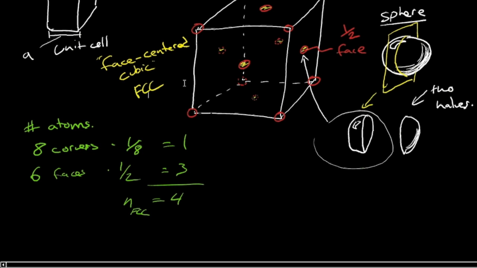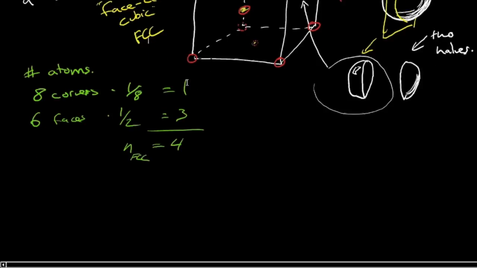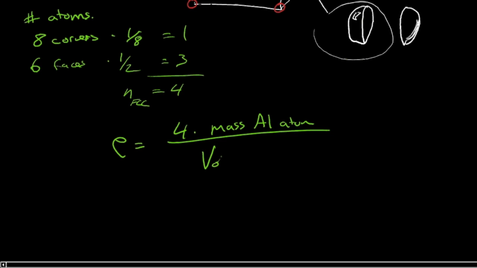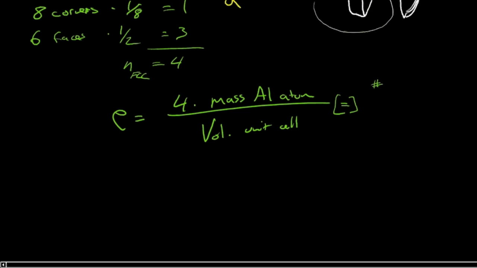Okay, so that's fantastic. We actually know that there's 4 atoms inside, so we're well on our way to working out the density. So we'd say the density is going to be equal to 4 times the mass of an aluminum atom, divided by the volume of the unit cell. So we're almost there. Let's take a quick look at the units here, and then we'll generalize this for other materials, not just for aluminum.